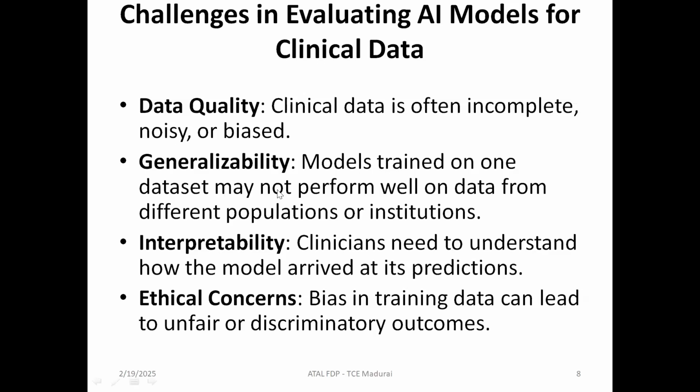Then, models trained on one data set may not perform well on data from different populations or institutions. So we have to narrow down the problem so that the model we develop is applicable only to that data set, only to that population size, only to those age groups, or only to those constraints. We have to specify those constraints clearly before handling the data.